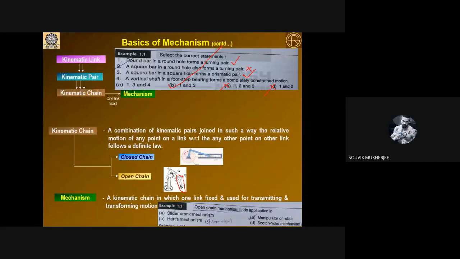Sir, what is a footstep bearing? That I'll tell you in the next class. I should have put this question after that class, but by mistake I put it here. Okay, thank you. I would like to conclude here.